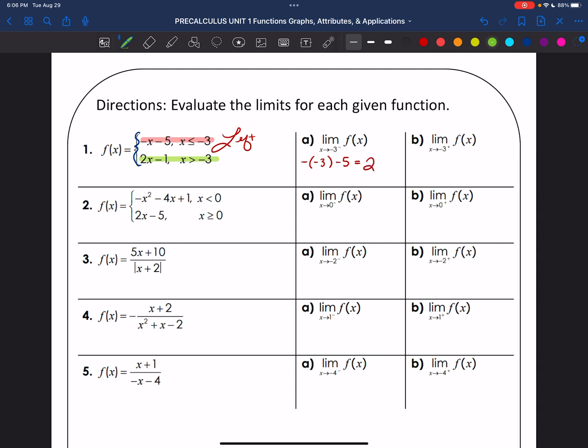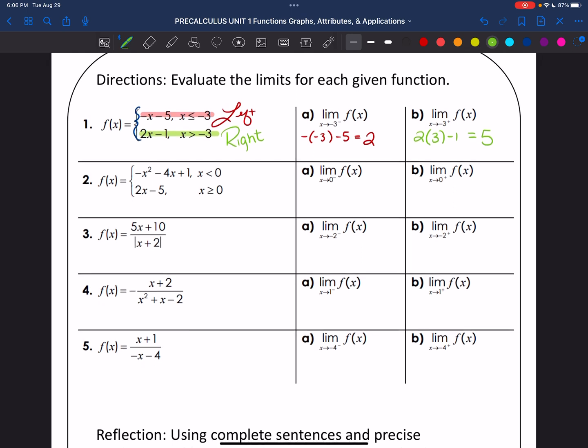Now let's check and see what happens on the other side, because on the right limit, we have a different rule. So we'll evaluate using this piece, because this piece is what defines our function on the right side of negative 3. So that's 6 minus 1, which is 5. So we have that the left and right sides are different.